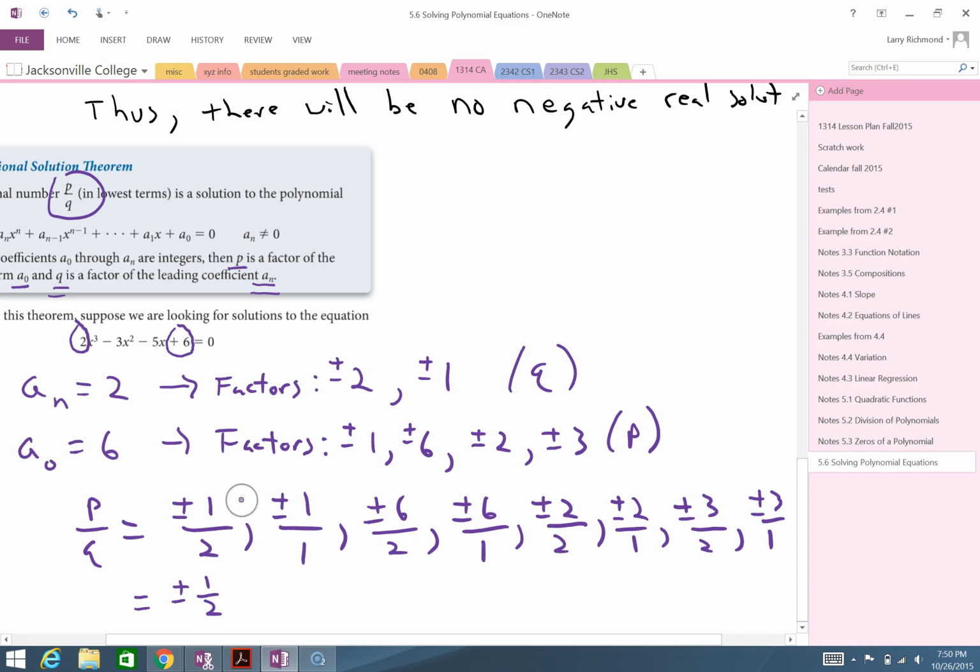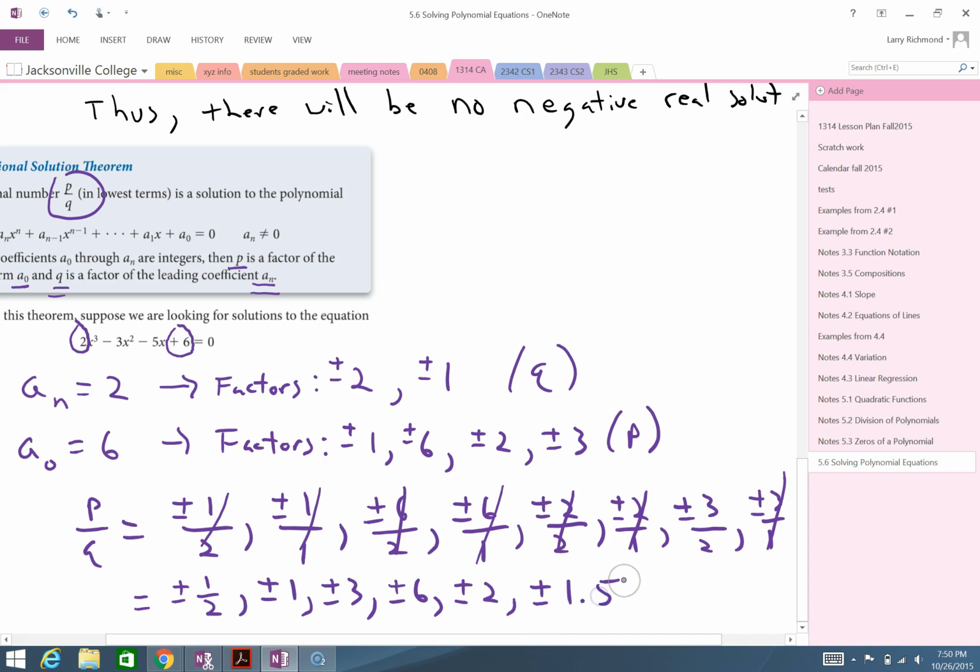This is 1. Well, so is this, 2 divided by 2. Okay, so I don't have to repeat that. Plus and minus 1. Okay, well, 6 divided by 2, that's 3. But so is this, 3 divided by 1. So plus and minus 3. All right, 6 divided by 1, that's 6. 2 divided by 1, that's 2. And 3 divided by 2, that's 1.5.